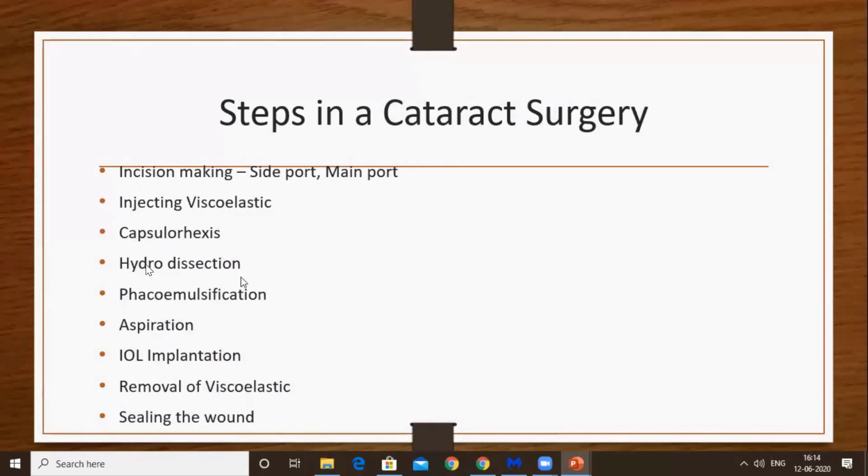After hydrodissection, the doctor will do the phacoemulsification, where the doctor will cut the nucleus of the cataract into bits and pieces, and after chopping the cataract, the doctor will start aspirating. Aspiration is nothing but, with the help of vacuum, slowly clearing the cataract from inside the eye. After which the IOL implantation happens through the main port.